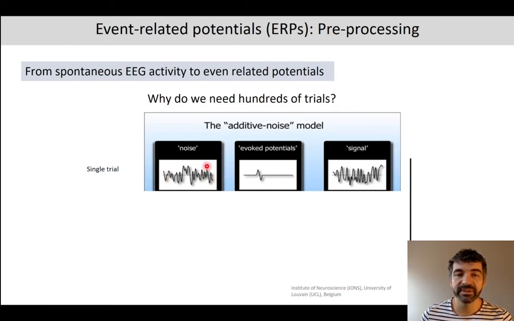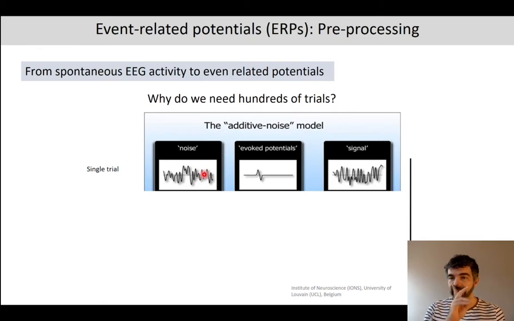Noise is always defined as a random signal. Random meaning it's not related to our experimental manipulation. It could be anything from different thoughts the participant might have. In one trial they might be thinking of a hot cup of coffee. The other trial they might be thinking of their last vacation in Portugal. So there's always some randomness there.